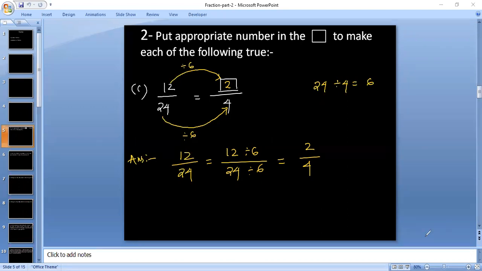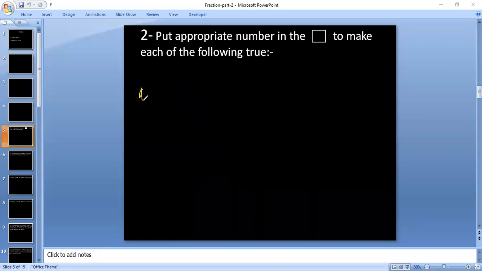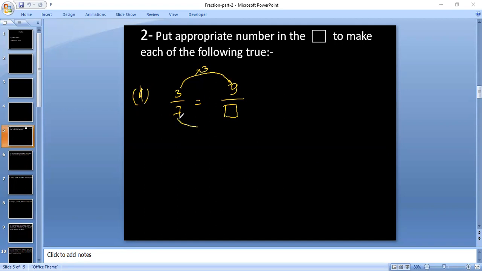Okay, so D is 3 by 7 is equal to 9 by dash. So in both the fractions, the numerator is present. Both fractions have the numerator present. So how did 3 become 9? 3 became 9 by multiplying 3 करने पर होगा. So likely, what should you do? You should multiply by 3 also here.